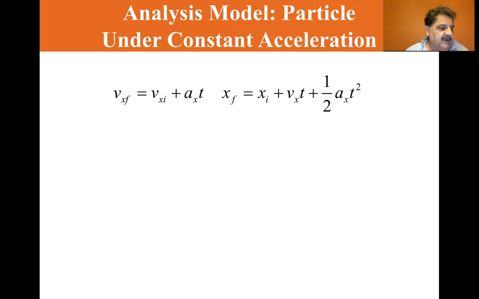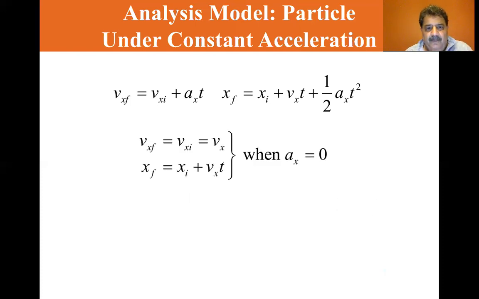Okay, now for motion at zero acceleration, Vxf equals Vx final equals Vx initial equals just Vx. And x final is equal to x initial plus Vx t when the acceleration equals 0. The velocity is constant, and the position changes linearly with time. Particle under constant acceleration model reduces to a particle under constant velocity model when the acceleration is equal to 0.